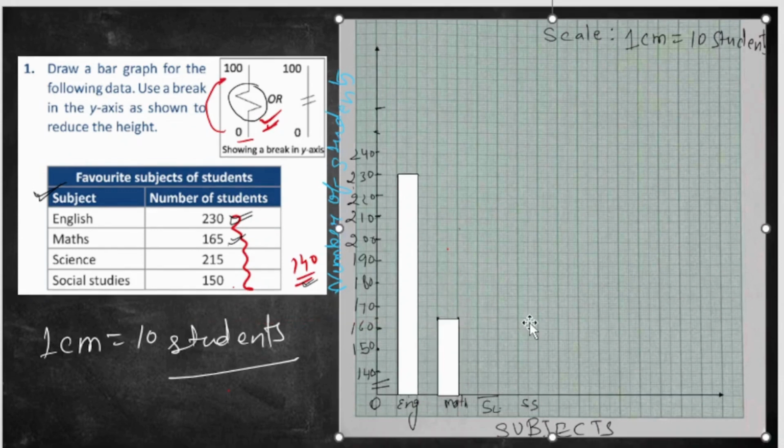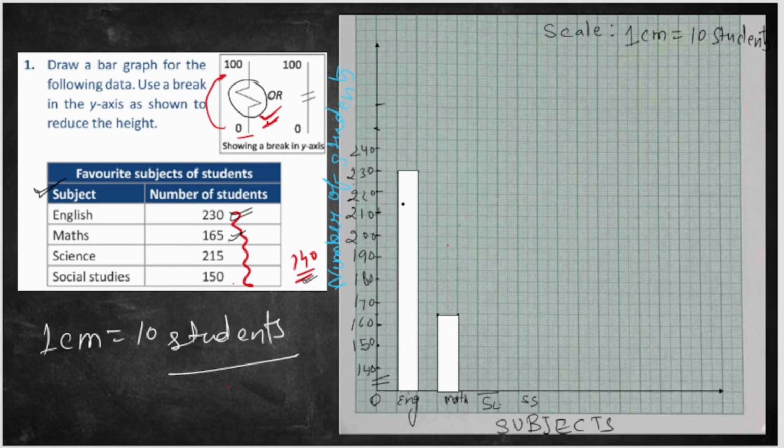Now for science we have 215. It means it will come between 210 and 220, so between here. Okay. So I am marking the point here. See, marking the point first is always easy, and then it helps us to draw the bars. Yes. So you can see we have drawn till 215.